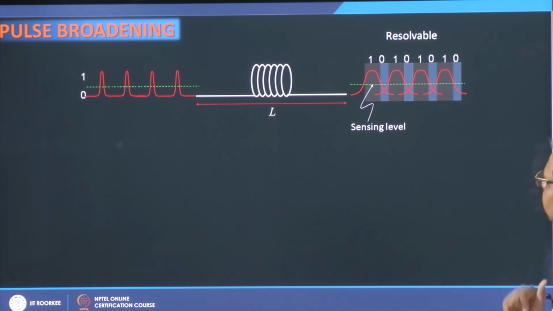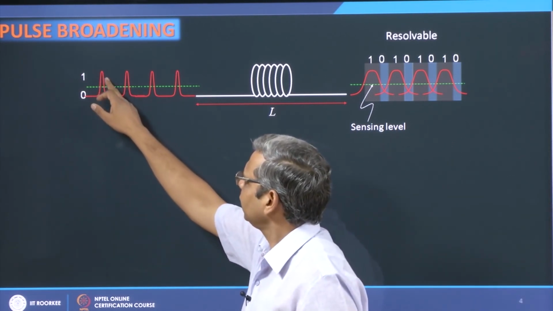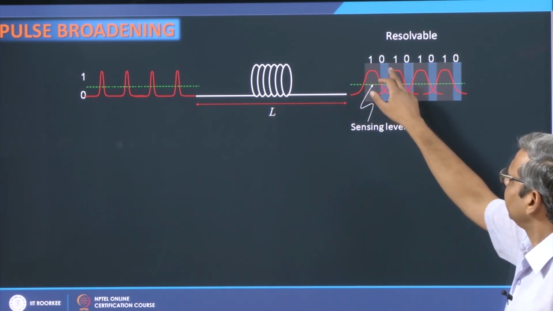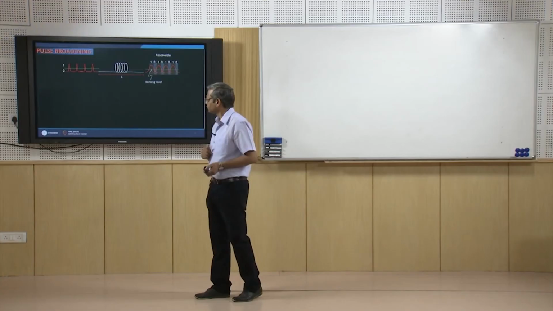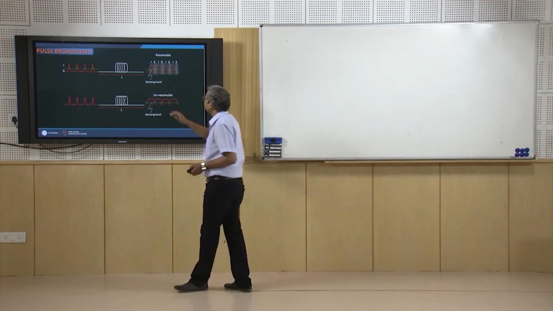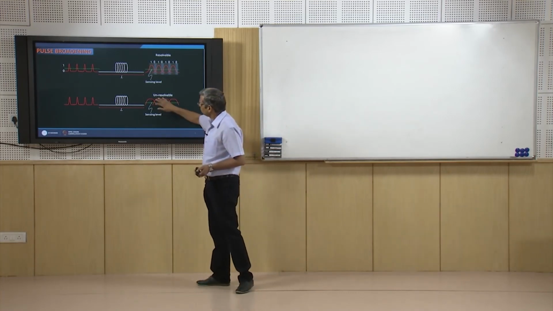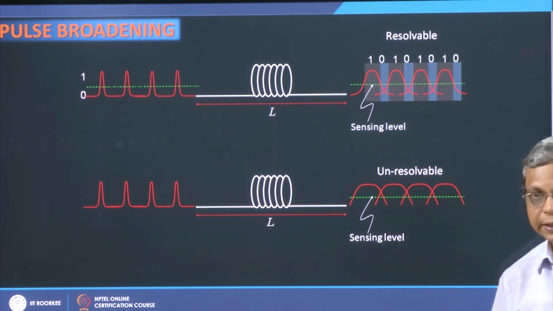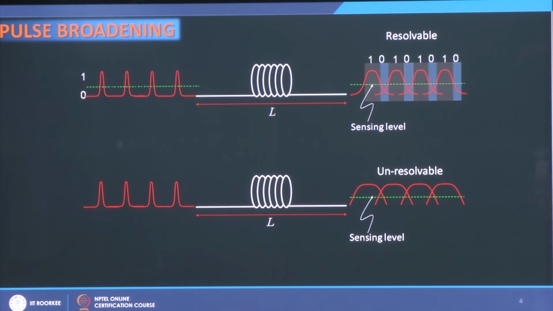So, these pulses are resolvable. If here I have 1, here I have 0, then I will receive it as 1 and 0 and my information is intact. While if the broadening is much larger than this, then the pulses will overlap and everywhere I will see 1. I will lose my zeros here and I will lose the information which I want to retrieve at the output end.